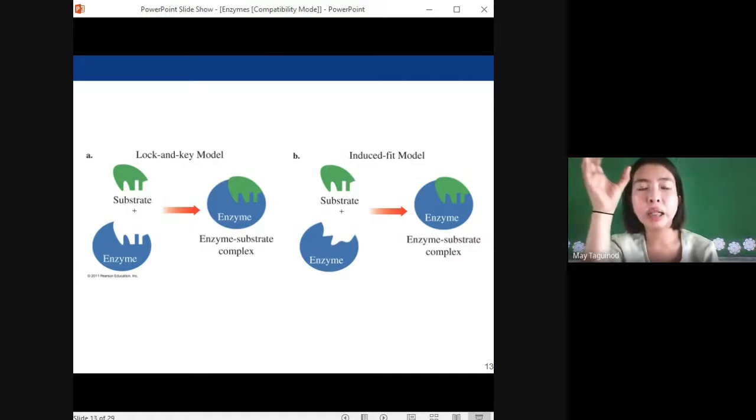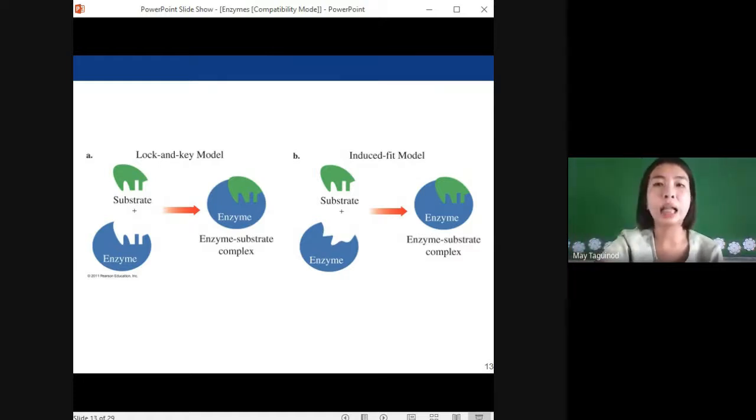So in this model, the substrate locks in the active site of the enzyme as before, but this time the enzyme-substrate complex slightly changes its shape to make the fit even better. So it's kind of like a pair of new shoes. You need to stretch them out a little so they fit just right. It's a similar thing with enzymes.